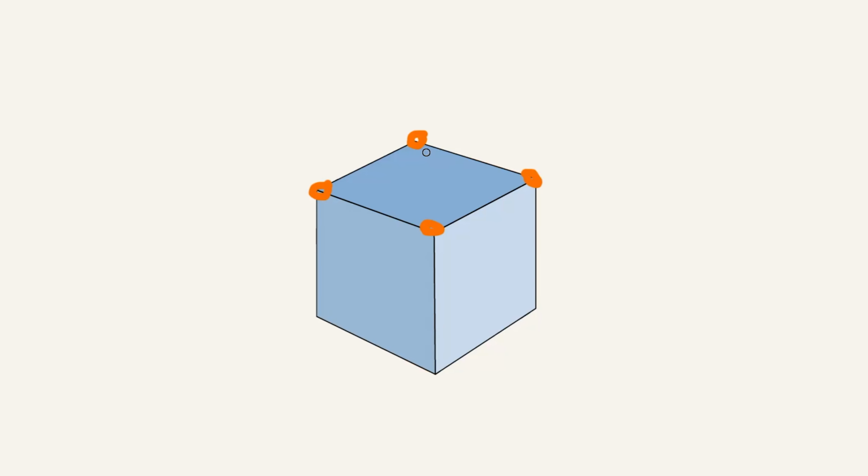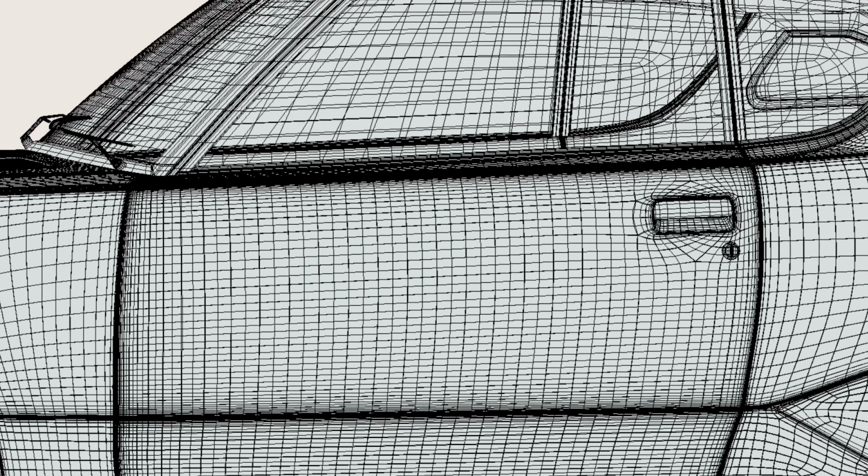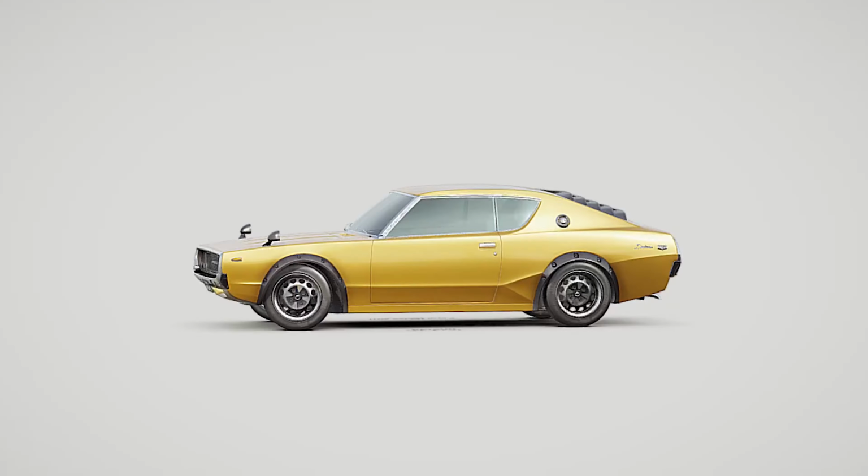For example, a cube has 8 vertices and 12 triangles. More complex models, just more points, more connections, same logic.